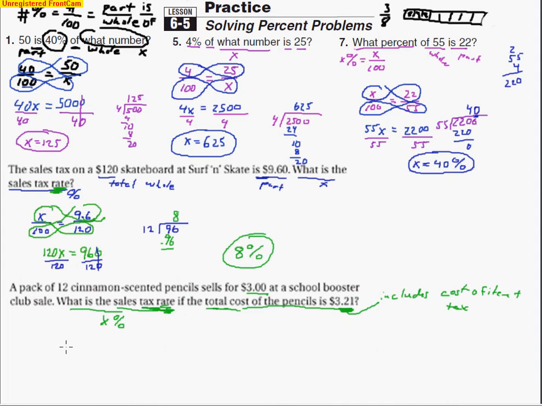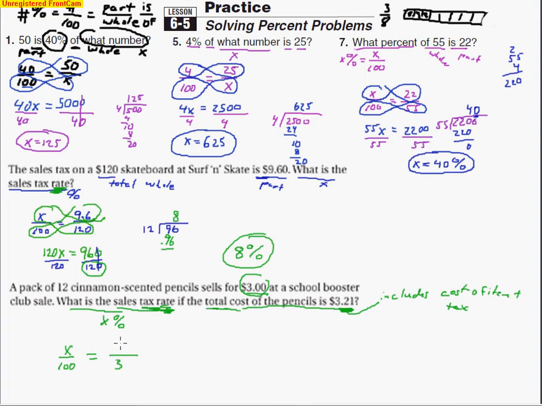So we've got x over 100, that's our percentage that we're trying to find out, equals, now, what is the total? Well, people get confused because they say, oh, the total is 321, but no. The total is the amount that you're going to end up spending on the item. Look over here. See, this total was not $9.60 plus 120. The total was, in this case, 120. And so we are going to use $3 as the total.